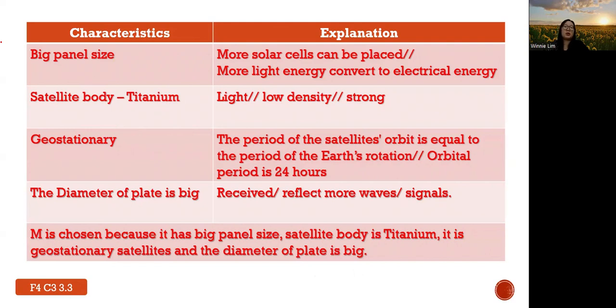And finally, you say, I choose M. And then you repeat what you said on the left-hand side: because it has a big panel size, the satellite body is titanium, it is a geostationary satellite, and the diameter of the plate is big.